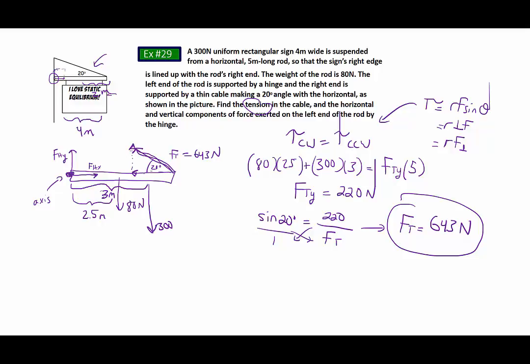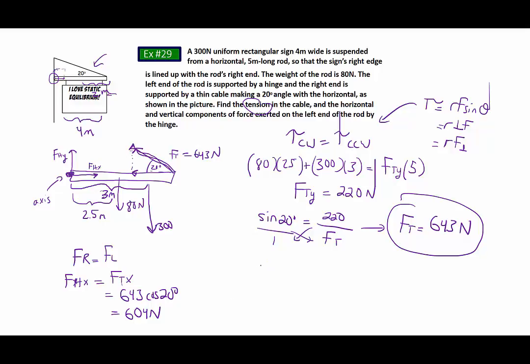Because I know the force of tension is the only leftward force, at least the FTX is, I can find FHX by using my forces right equal forces left. So going to the right, I've got my force HX, which is what I'm solving for. Force to the left is FTX, which using my hypotenuse, which I now know, 643 cosine of 20 degrees, I can solve for FTX, and it's going to be 604 newtons. Okay, that's what I wanted to solve for, 604 newtons.